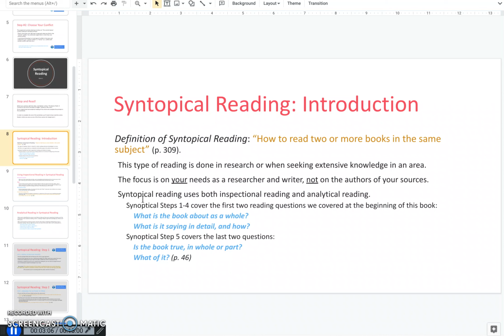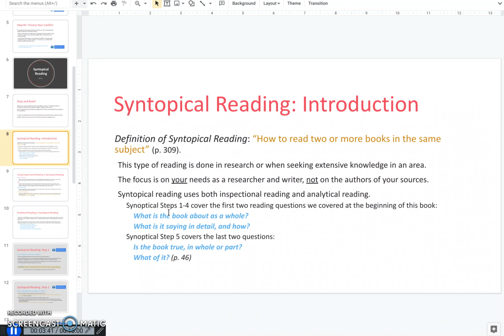Syntopical reading has a slightly different focus than inspectional or analytical reading. In those types of reading, your focus is mainly on the author and trying to determine what they have to say. But with syntopical reading, you still have that initial focus, but now you're adding a second focus. And that second focus is, what are your needs as a researcher and writer? And that's what's really guiding your reading, is you're looking for specific information that will help you. You're not just reading everything the author says in general.